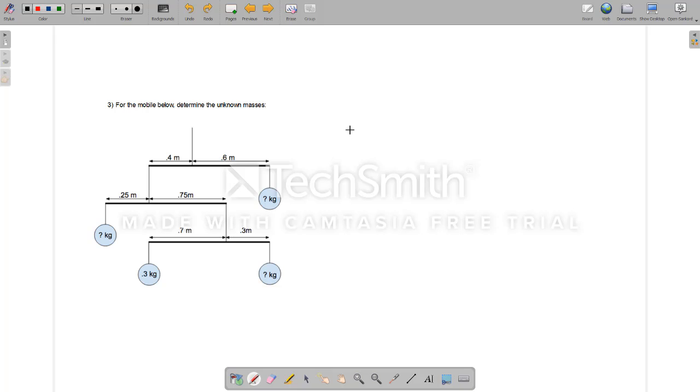So we're just going to jump right in. So we have here a mobile. This should look familiar. This was from one of the handouts that I gave you in class. And the goal here is to figure out what the masses of these other three objects are. So let's jump right in.